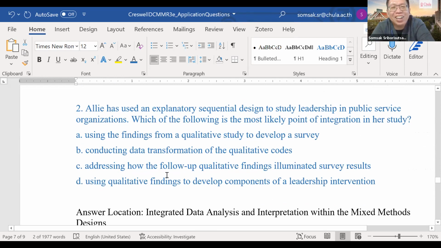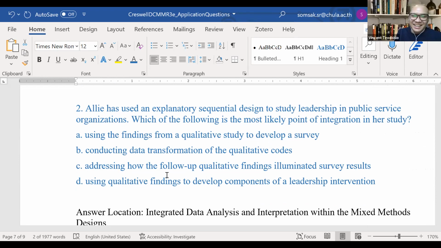Okay, Wins, now your turn. I'm getting nervous right now. It's like a game show, a millionaire game, because you have to buy sweets or a drink for Ajahn Gok. Ali has used an explanatory design. Explanatory means you start with quantitative and then qualitative, to study leadership in public service organizations. Which of the following is the most likely point of integration in her study? A, B, C, or D?